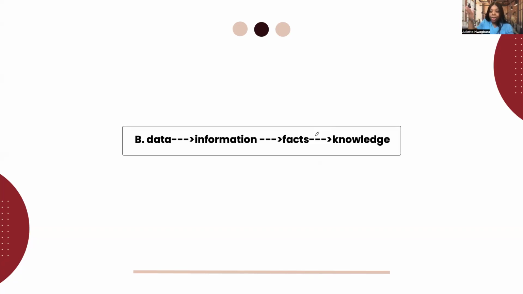So there's a pattern that people go through when they're dealing with data. So this is something that you guys need to understand. And if you didn't know that, please make sure that you understand this. Data becomes information, information to facts, facts to knowledge.